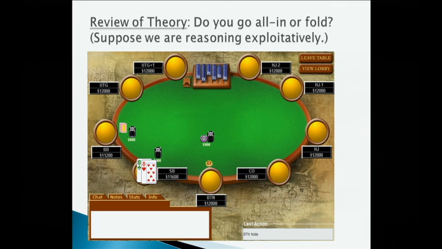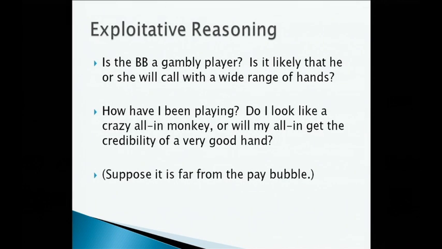So do we go all in or fold here? Let's suppose we're reasoning exploitatively, so this is level 2 thinking, not level 3 thinking. What's exploitative thinking? We model our opponent, give them a probability distribution, and then play in a way that maximizes our expectation relative to the Bayesian probability distribution we put on our opponent.